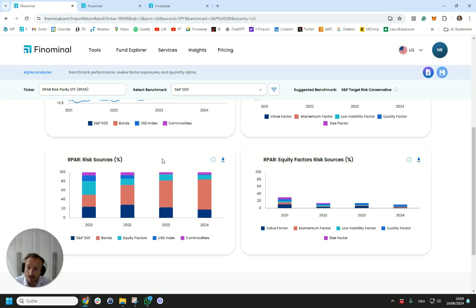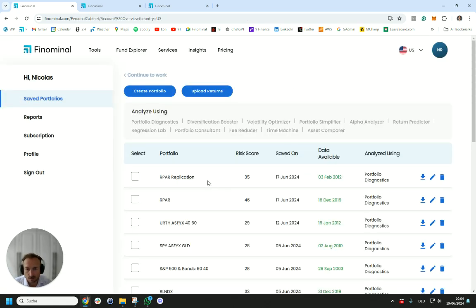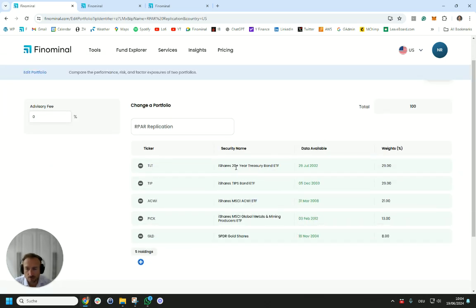Having said that, what we can do is try to replicate RPAR. And so on my dashboard, I've created an RPAR replication where effectively I've taken long-term treasury bonds, I've taken TIPS, MSCI ACWI, commodity producers, and gold. And RPAR leverages its portfolio to 120%. In this case, I'm going to ignore that, and I'm going to simply use an unlevered portfolio.